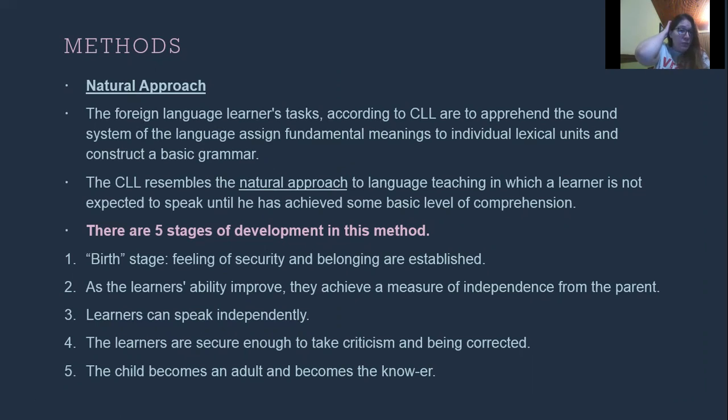The birth stage: feelings of security and belonging are established. Number 2: as learners' ability improves, they achieve a measure of independence from the parent. Number 3: the learners can speak independently. Number 4: the learners are secure enough to take criticism and be corrected. And number 5: the child becomes an adult and becomes the knower.